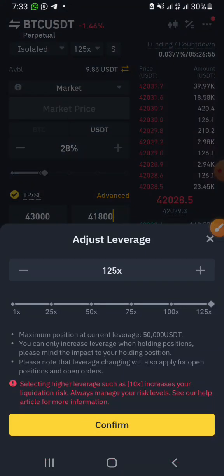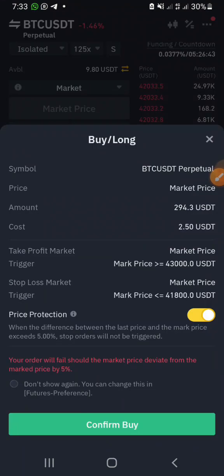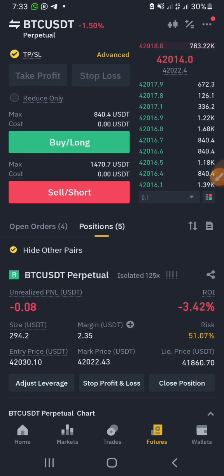Okay, you use your leverage to minimize your risk, but for this tutorial, I'm just going to be leaving my leverage at maximum. Okay, so what do I need to do? Since I'm buying at market order, I'll click on buy and click on confirm. Automatically my trade has been executed. Okay, and I can see my trade here.